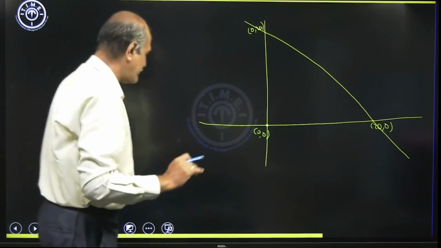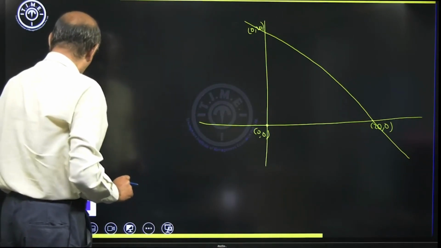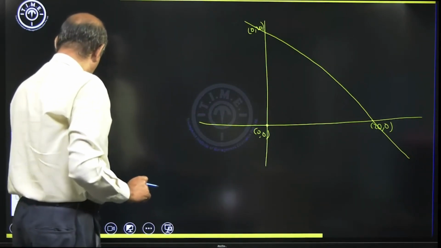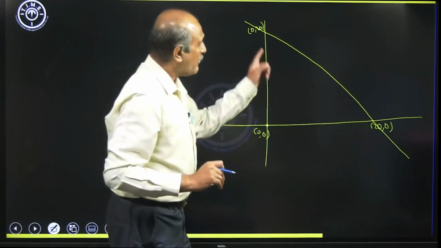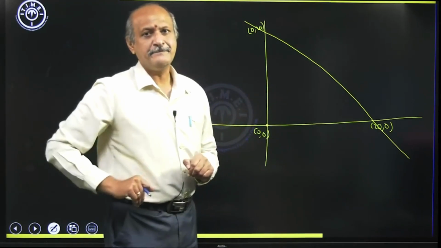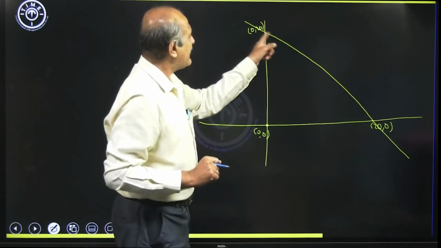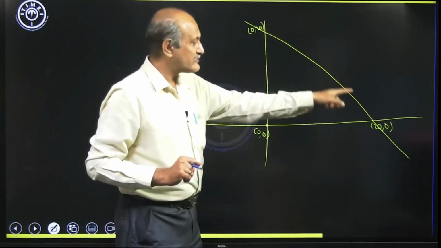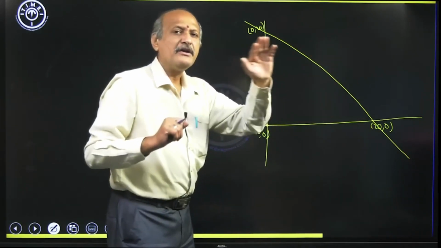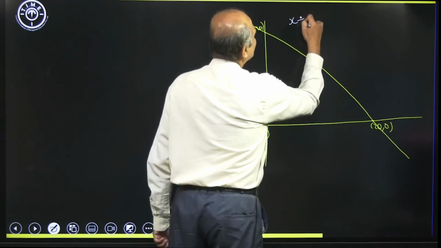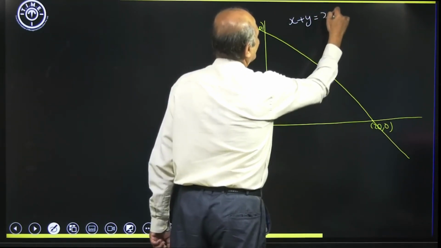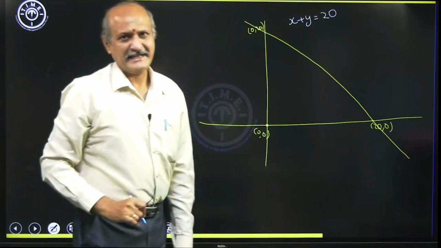Now observe carefully. After this triangle has been formed, observe what the equation of this line will be. The line passes through 0, 20 and also 20, 0. If you find the equation of this line, you are going to get x plus y is equal to 20. This is the equation of the line.